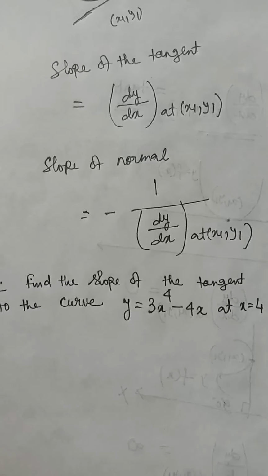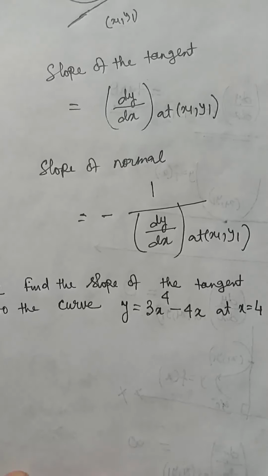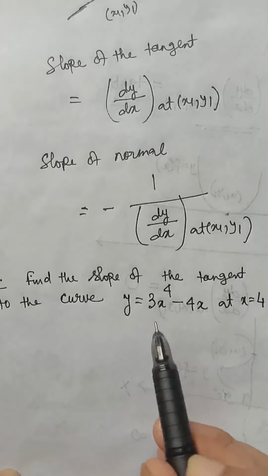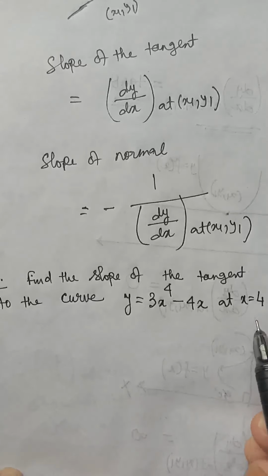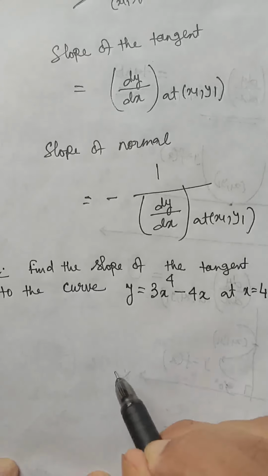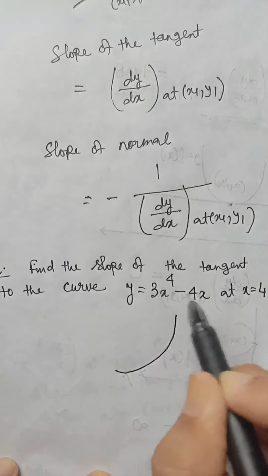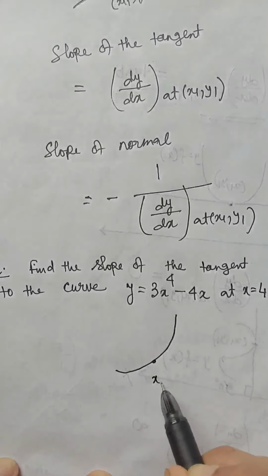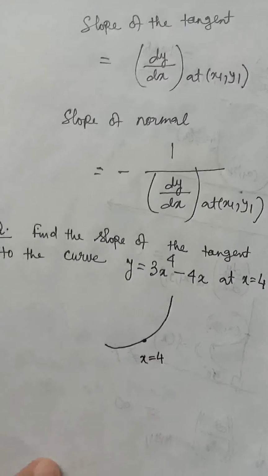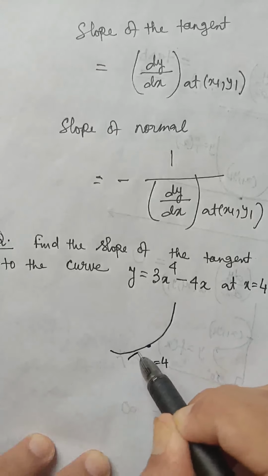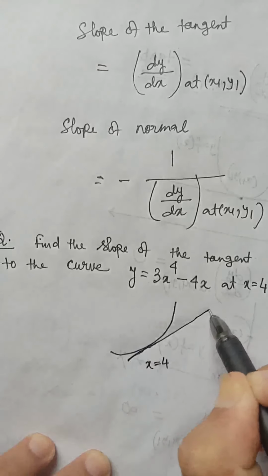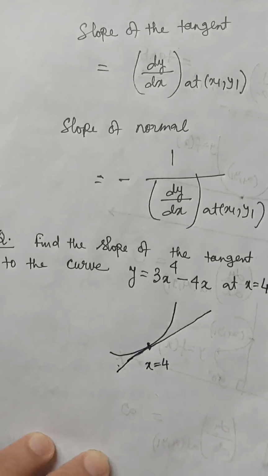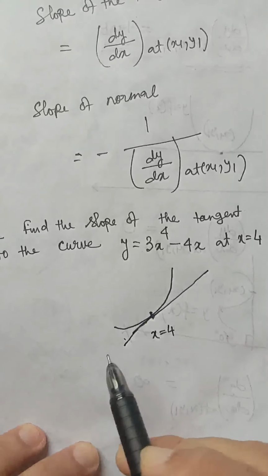Here I have taken one simple question from the NCERT book. Find the slope of the tangent to the curve y = 3x^4 - 4x at x = 4. That means a curve is given, y = 3x^4 - 4x. A point is given whose x coordinate is 4. At this point, a tangent is drawn to the curve. What we have to find is the slope of this tangent.